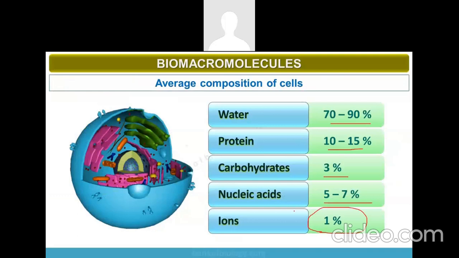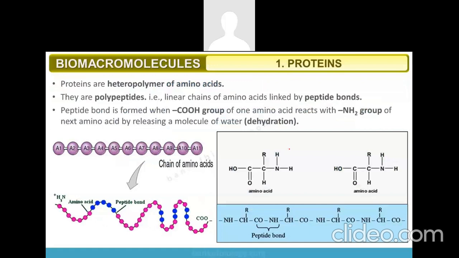The average composition of a single cell will be in this way. Water will be 70 to 90%. The protein will be 10 to 15%. Carbohydrate is just 3%. Nucleic acid is 5 to 7%. And ions will form just 1% of the total composition of a cell.